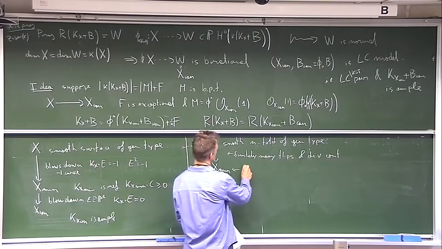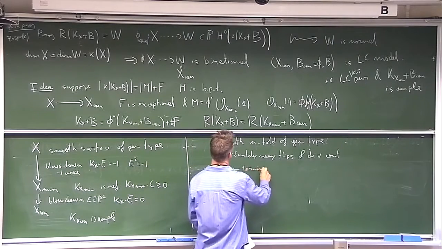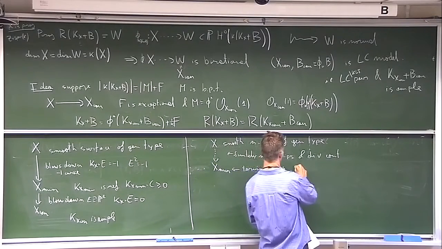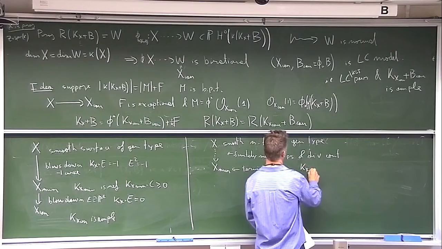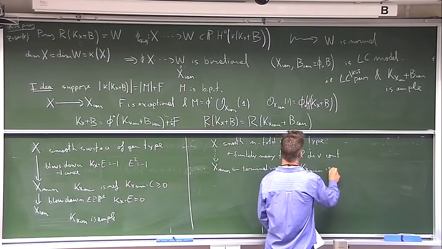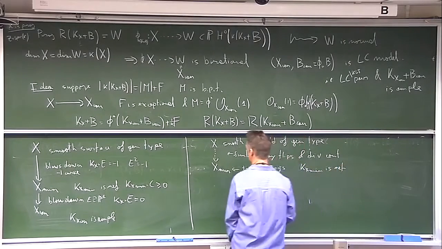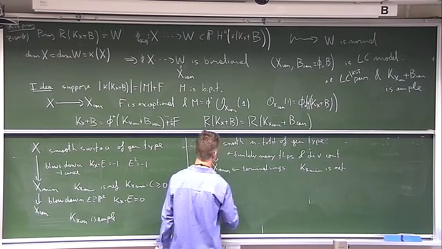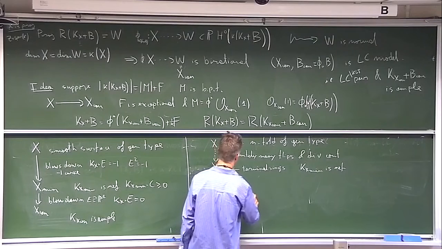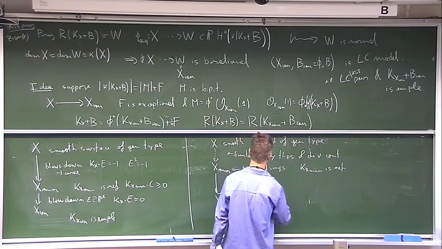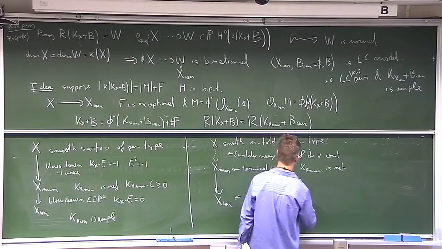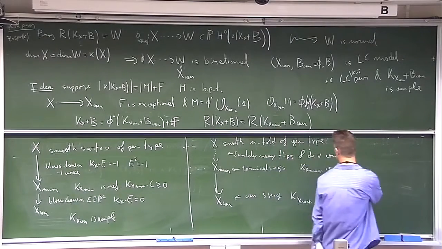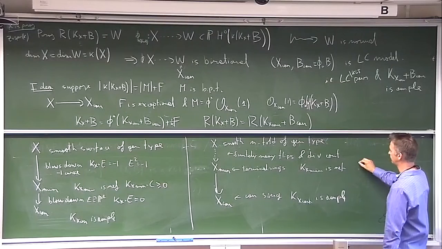This typically has terminal singularities, so it will be singular in codimension greater than or equal to 3, and K is nef, it intersects every curve non-negatively. And then you actually have a morphism down to the canonical model, where this has typically canonical singularities, and K_X canonical is ample. The minimal model is not necessarily unique.